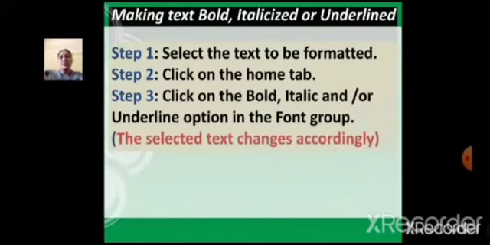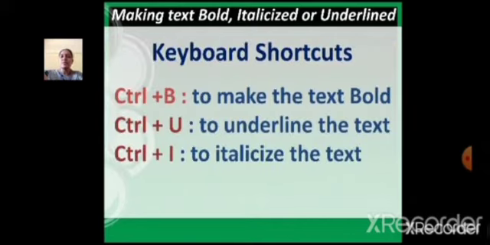To use the bold, italic or underline option, select the text to be formatted and click on the Home tab. Click on bold to make the text darker, italic to make it slant, or underline to get a line below the text. These options are available on the Home tab and are represented by the letters B, I, U. B stands for bold, I stands for italic, U stands for underline.